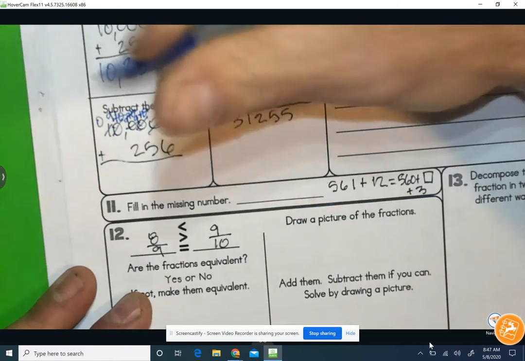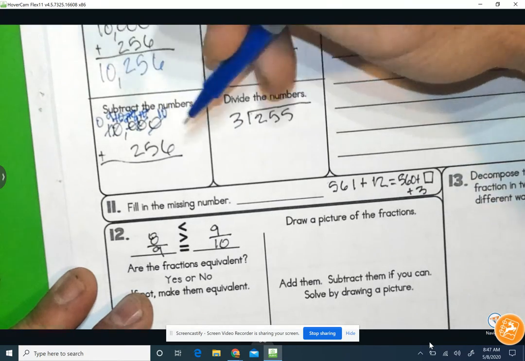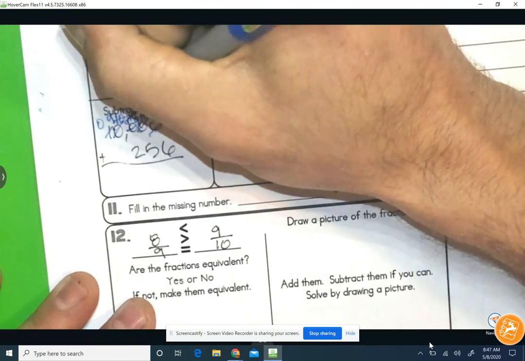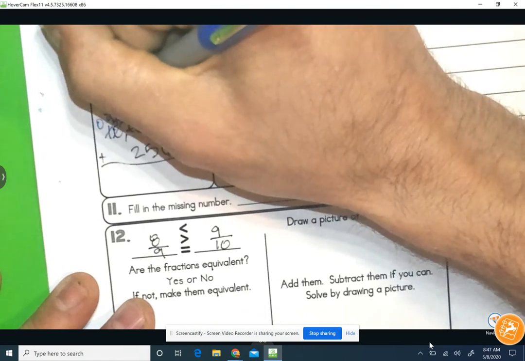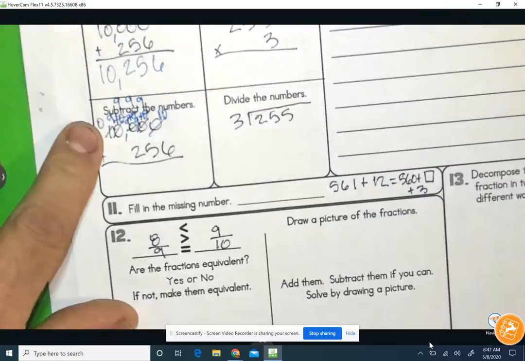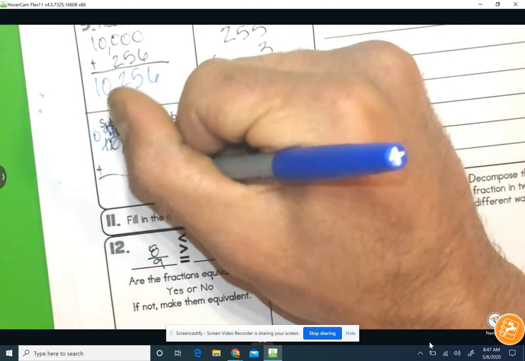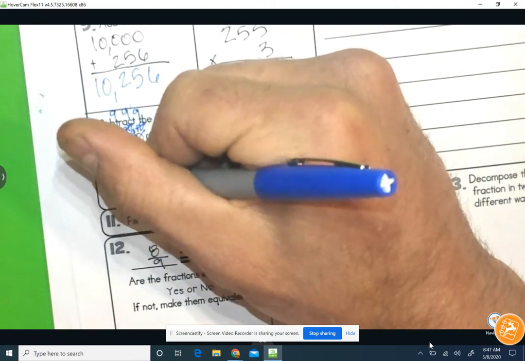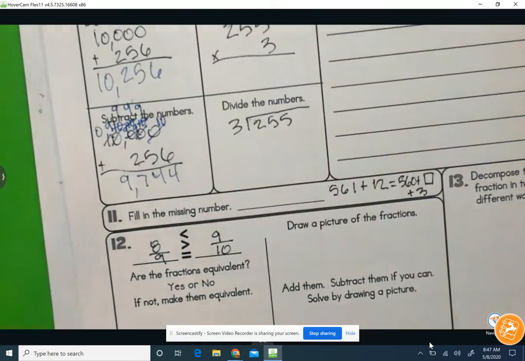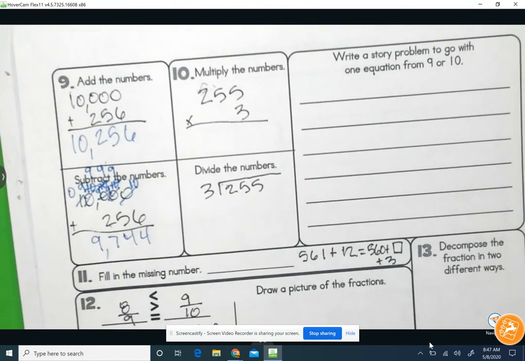We have nothing left to worry about as we move down our place value position, so this 10 stays the same. So essentially we have a 10, we have a 9, we have a 9, we have a 9, and we have a 0. 10 minus 6 is 4, 9 minus 5 is 4, 9 minus 2 is 7, 9 minus 0 is 9. 9,744. Okay.